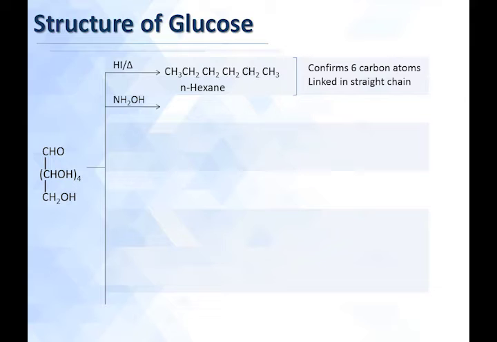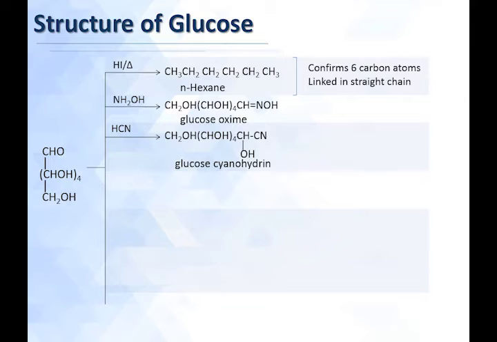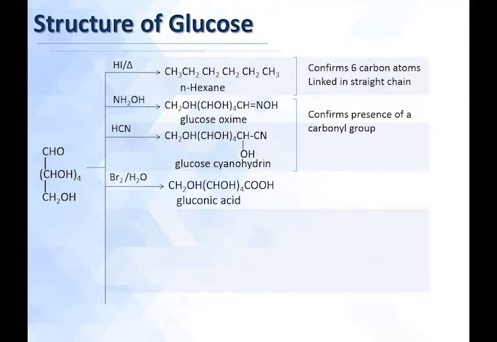When reacting with hydroxylamine, it gives glucose oxime. It's a typical reaction of carbonyl compounds. When treated with hydrogen cyanide, it gives glucose cyanohydrin. These two reactions confirm the presence of a carbonyl group. When treated with bromine water, a very mild oxidizing agent, the easily oxidizable aldehyde is oxidized, giving gluconic acid. So this confirms the presence of an aldehydic group.